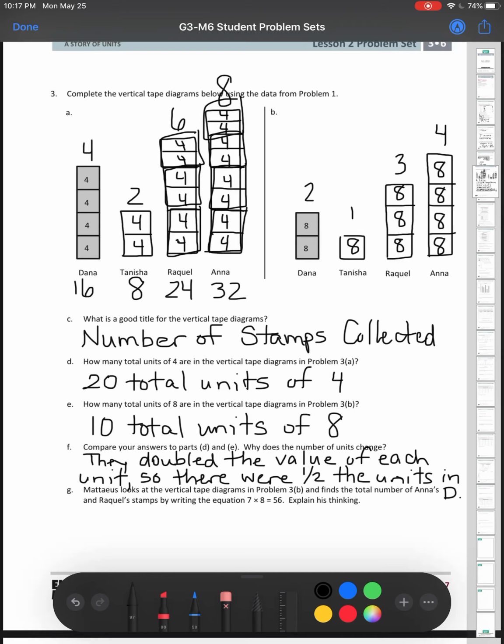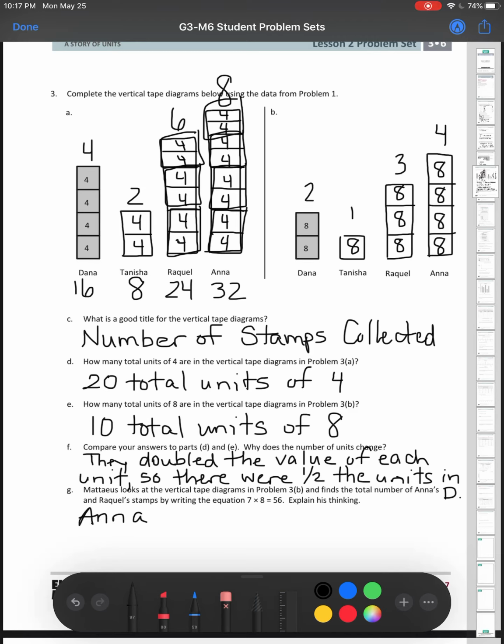Looking at G, it says Matthias looks at the vertical tape diagrams in problems 3B and finds the total number of Anna's and Raquel's stamps by writing the equation 7 times 8 equals 56. Explain his thinking. Matthias counted the number of units for Anna and Raquel, which is 7, and multiplied that by the value of each unit, which is 8.